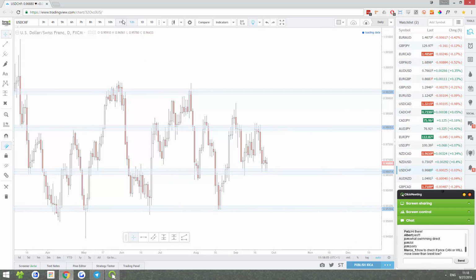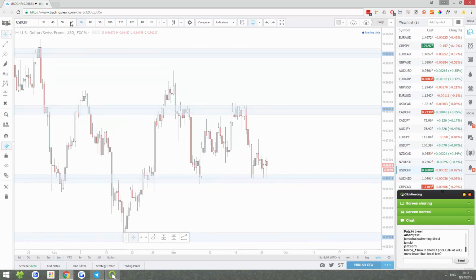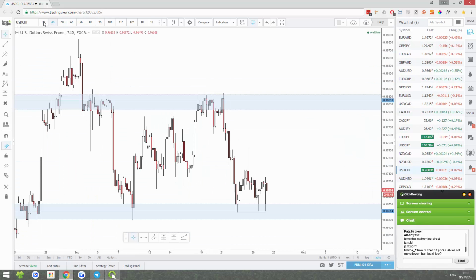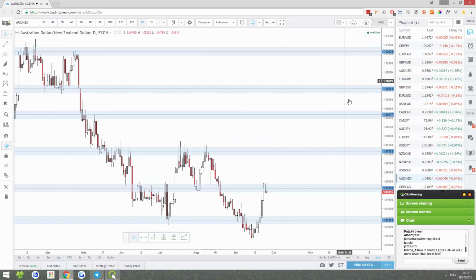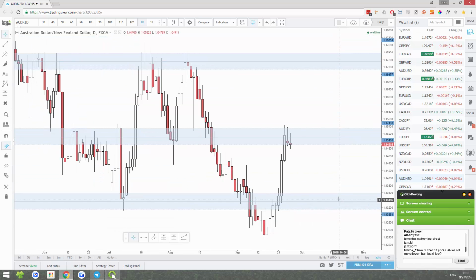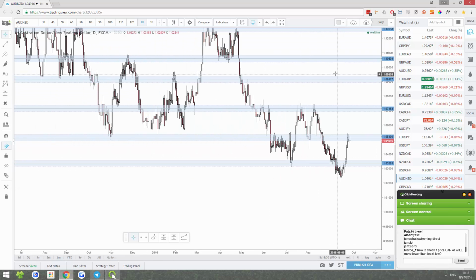Can't remember what pair we were up to, but yeah, nothing forming on USD CHF. AUD New Zealand looks interesting, but any trade here would have already triggered. It's retraced a bit though, so let's check this out. Actually, this is not a pair I commonly trade.